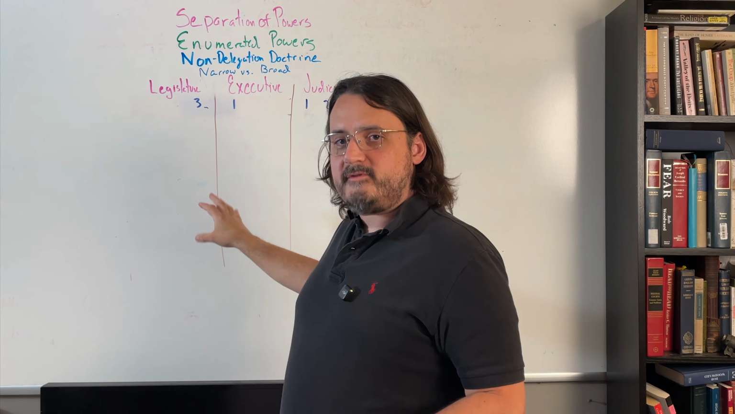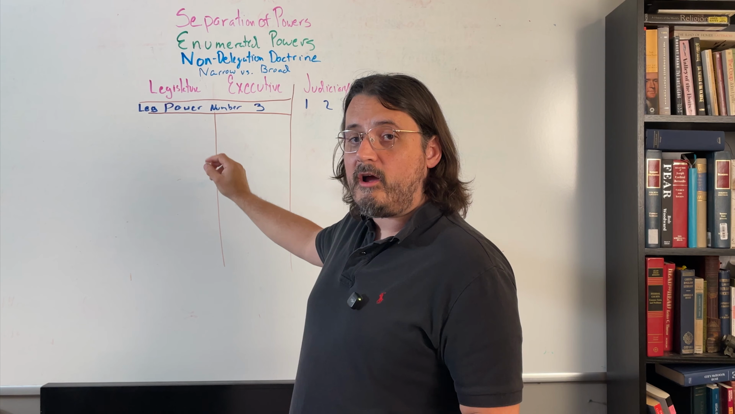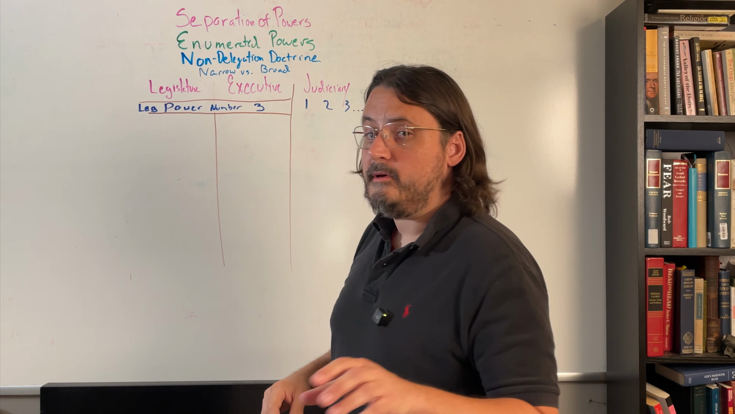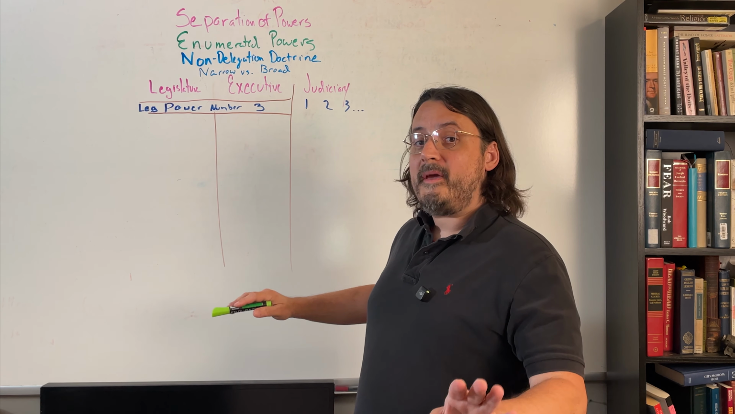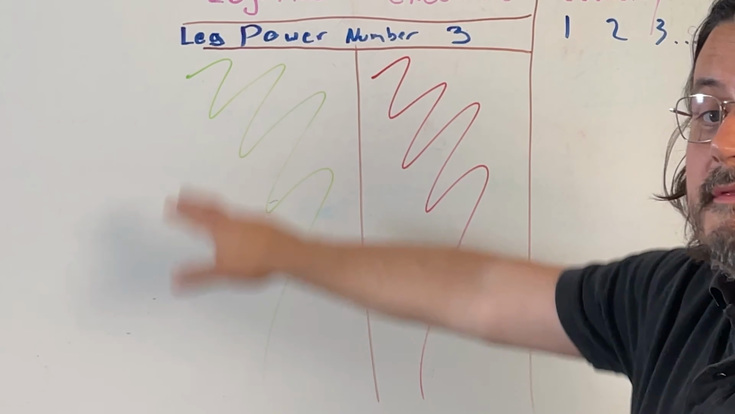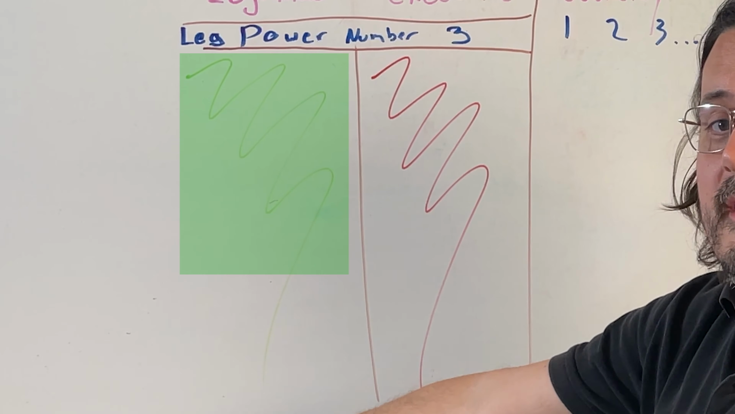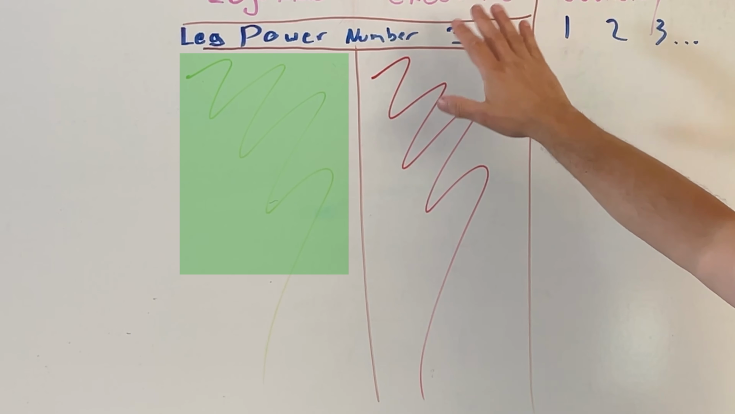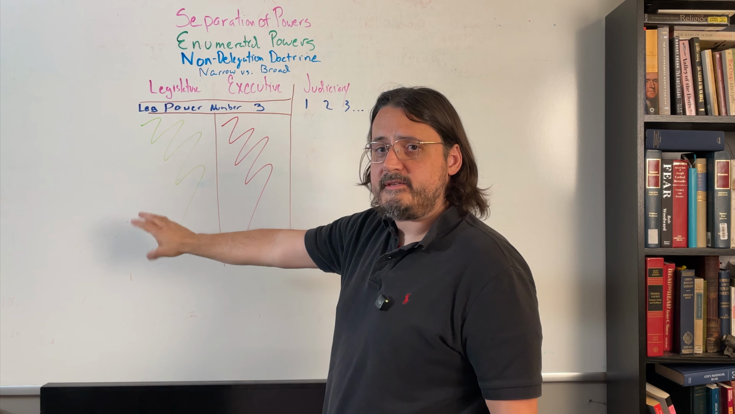All right, I'm going to clean this up so it's a little bit easier to look at. And we're going to talk about legislative power number 3. It's just an example, you don't need to look it up. Now, based solely on the Constitution and a firm reading of the non-delegation doctrine, the legislature can exercise power number 3, that's why it's in green. The executive cannot, it's in red. This is the legislature's power only.